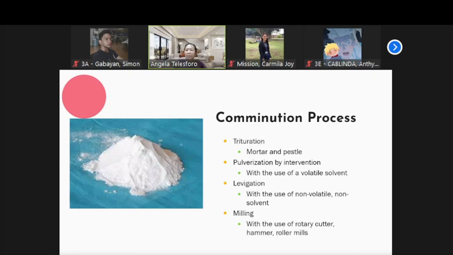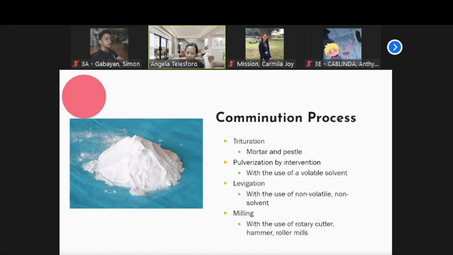Then levigation. Levigation is the same as trituration. You triturate in levigation, meaning you use your pestle to decrease the size of your powders, but we add a levigating agent. For levigation, we use a non-volatile, non-solvent. In pulverization, the one we use is a volatile solvent, meaning it evaporates. With levigation, it does not.